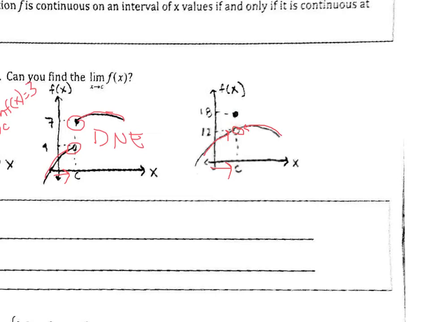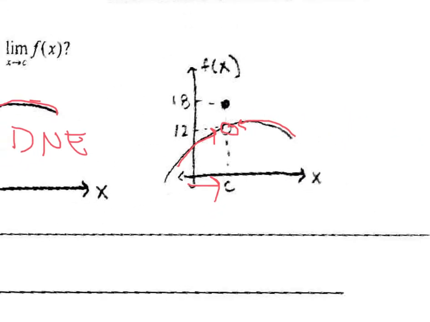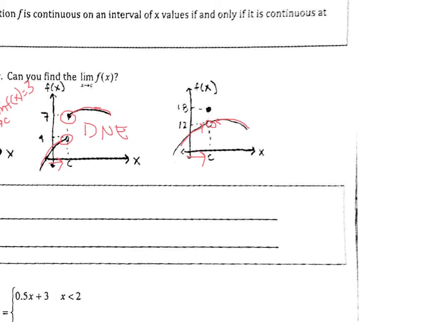I'm looking for the limit. As I get really, really close to c, I'm going to 12. It doesn't matter that it's only defined at 18. I don't care where it's defined. I care what I'm getting close to, okay? So again, this limit does exist. So the limit as x approaches c of f of x does exist, and that limit is 12.